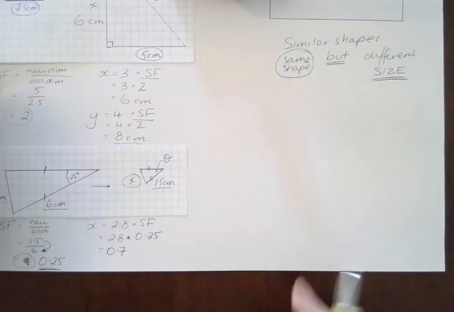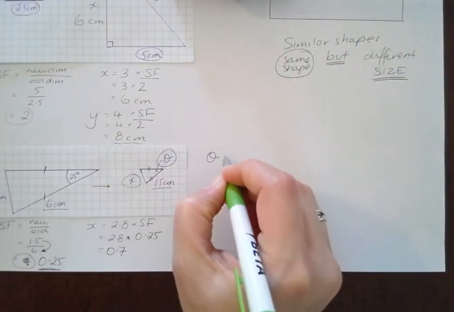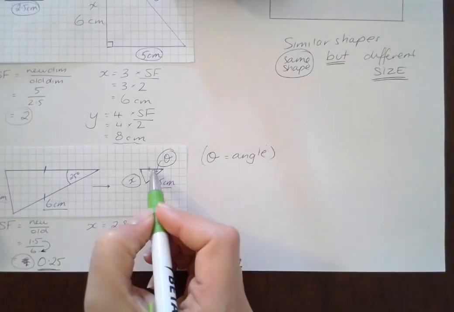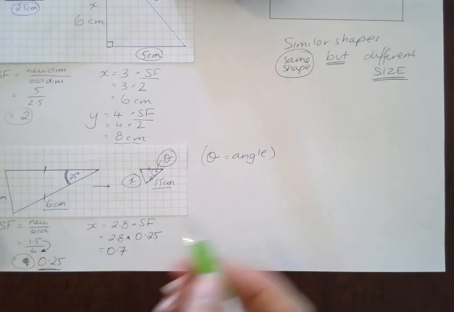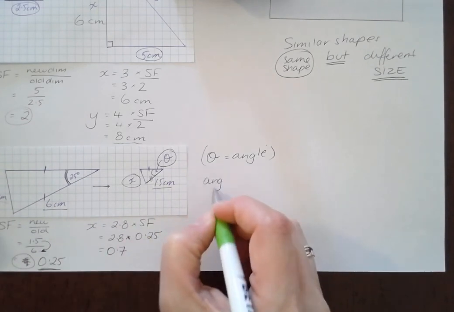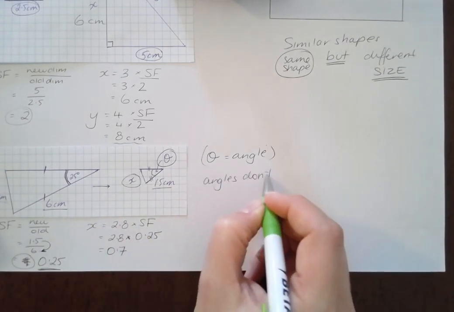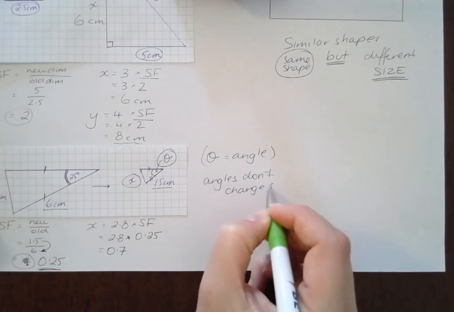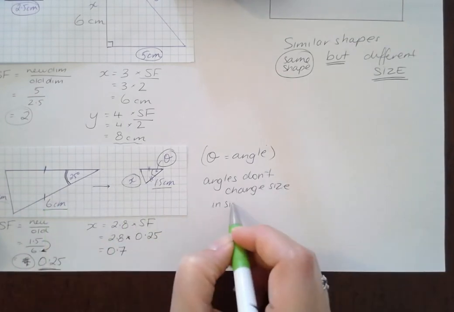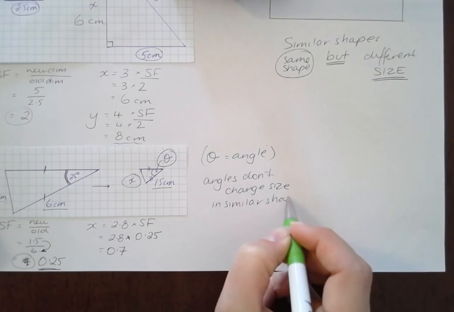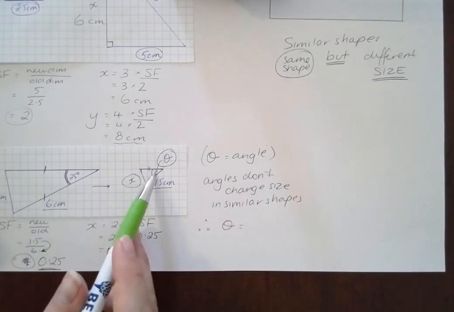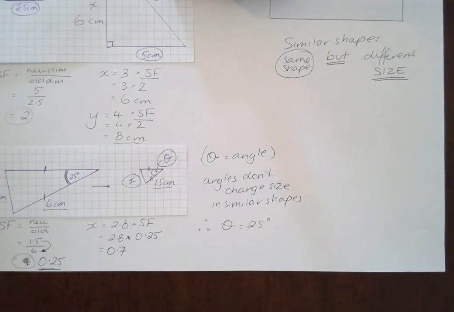So we've still got to find one thing, and that is theta. Remembering that theta is an angle, its corresponding angle over here is 25 degrees. I hate to break it to you, but angles don't change size. That makes it easy. They don't change size in similar shapes. So in this case, theta will be exactly the same. Theta is going to be 25 degrees.